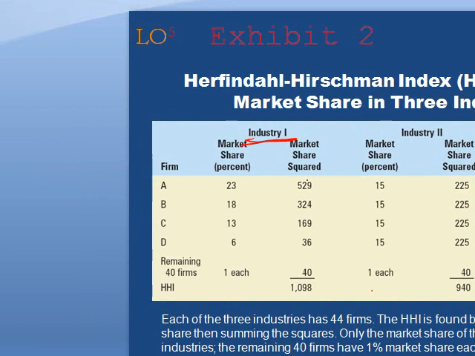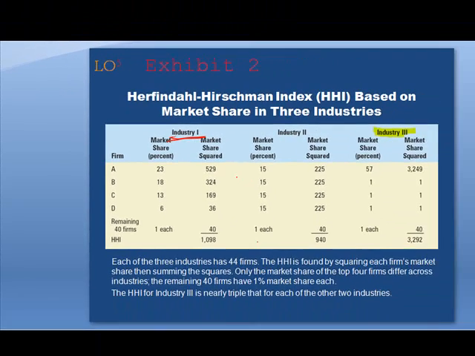Now we see that this is possible at Industry 1. Firm A has 529 and firm B has 324. So those two, if they were to merge, would have a combined HHI level of 853. So we have to ask ourselves, would that type of merger be permitted?